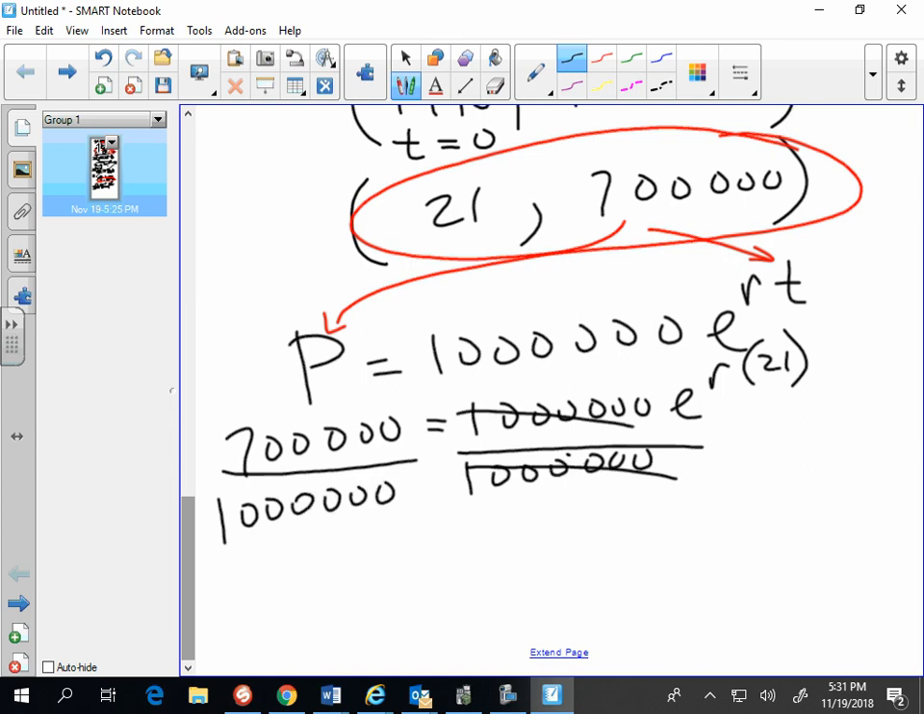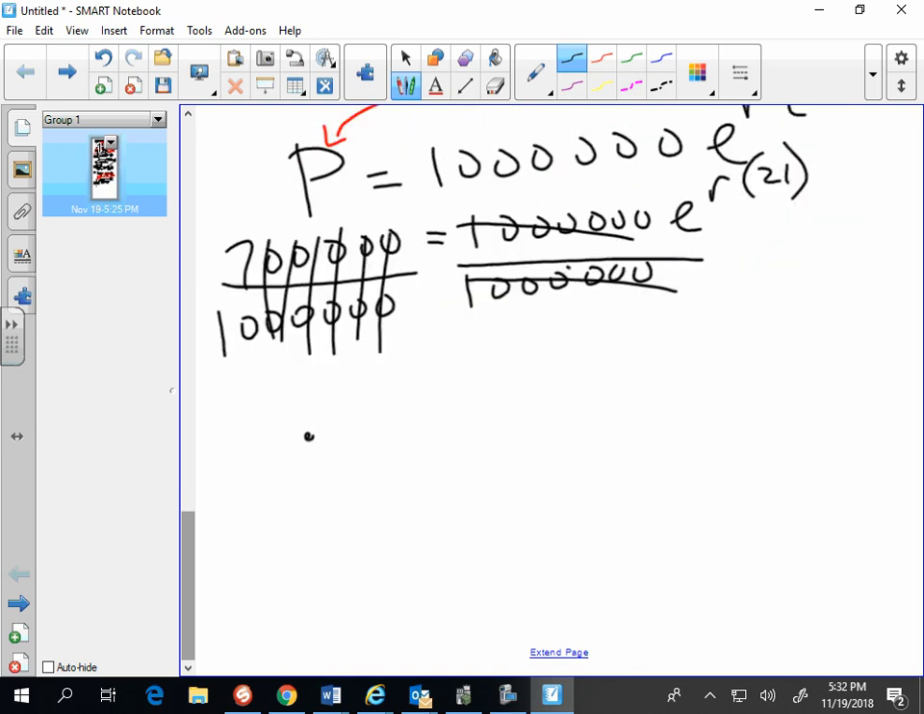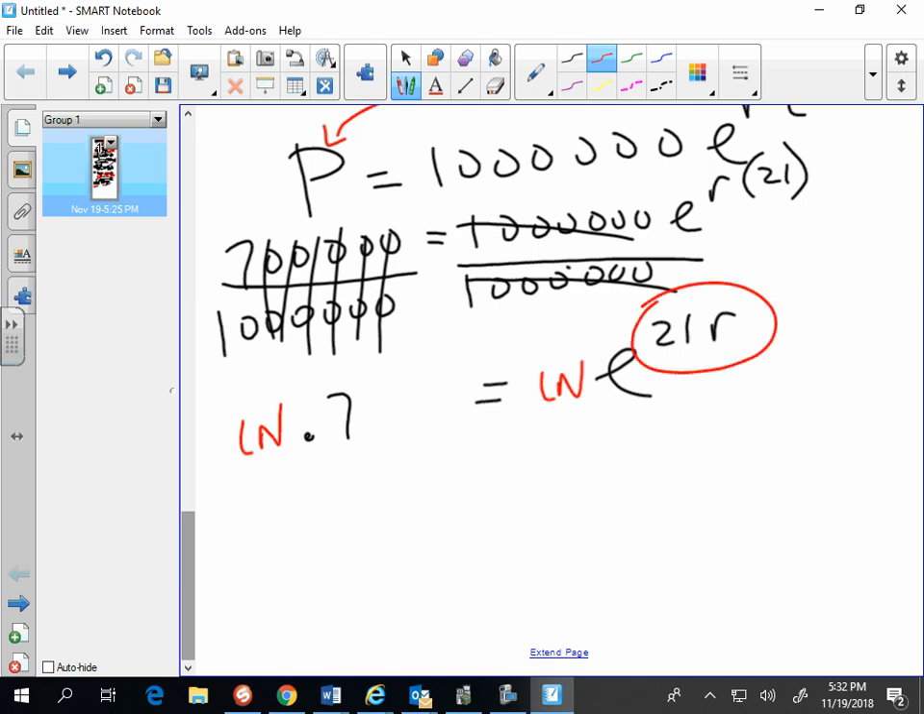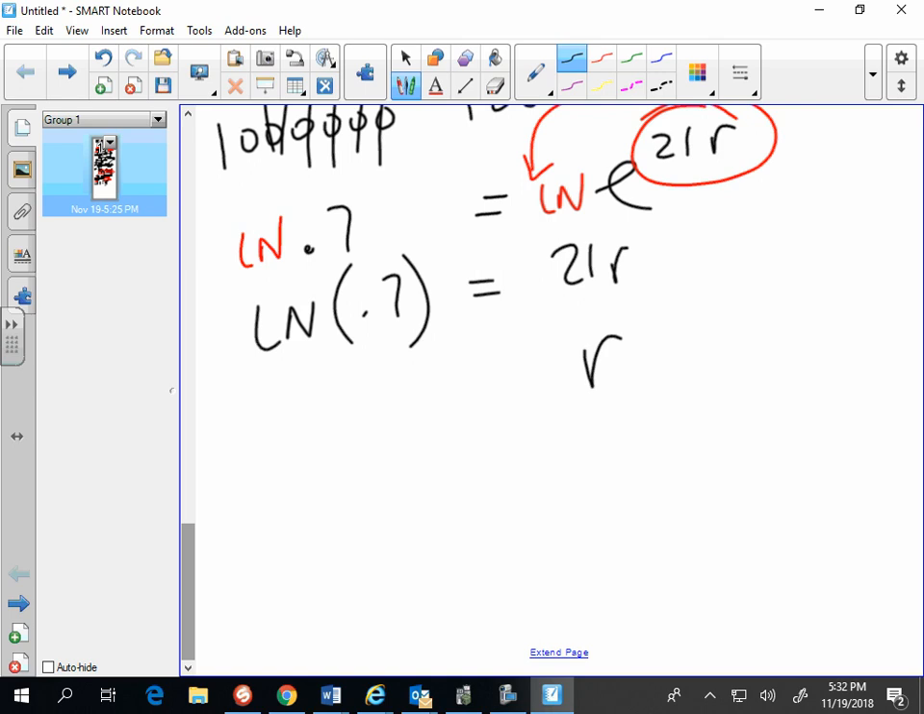Most of these cancel out, and we end up with 7 over 10, or 0.7 equals e to the 21r. At this point, I take the ln of both sides so that I can bring down the power with the power rule. I'll have the ln of 0.7 equals 21r. And so my rate will be ln of 0.7 divided by 21.